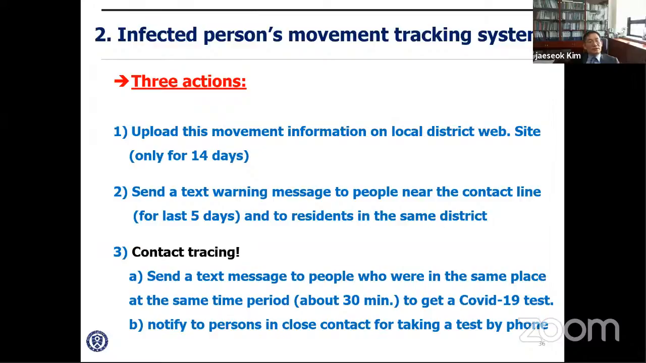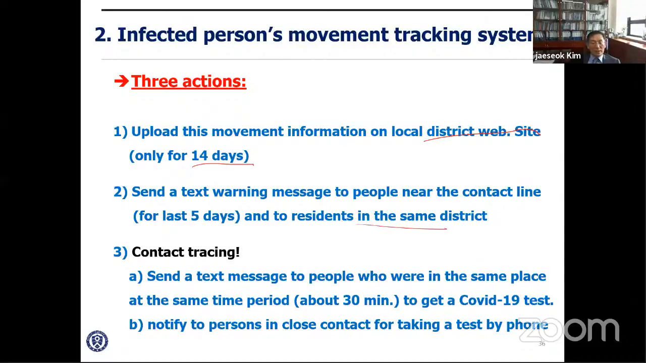After finding this kind of movement information, we take 3 actions as follows. The first one is that this information is uploaded on the local district website. However, this information is only valid for 14 days to protect personal information. The second one is to send a text message to people near the contact line for the last 5 days and to residents in the same district.